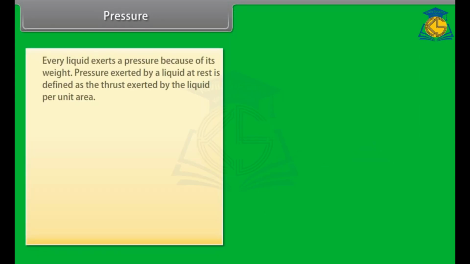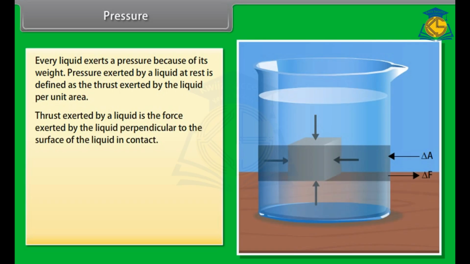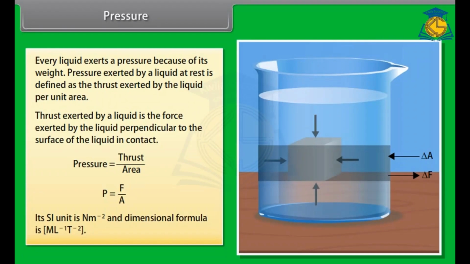Pressure. Every liquid exerts a pressure because of its weight. Pressure exerted by a liquid at rest is defined as the thrust exerted by the liquid per unit area. Thrust exerted by a liquid is the force exerted by the liquid perpendicular to the surface in contact. Pressure is equal to thrust upon area, P = F/A. Its SI unit is newton per square meter, and the dimensional formula is ML^-1 T^-2.